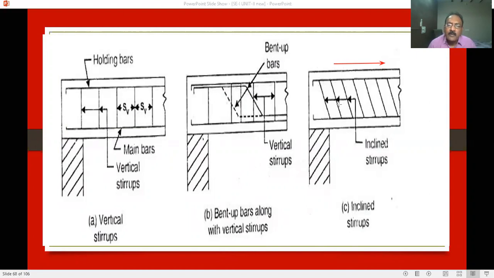Some research scholars are doing PhD work on inclining the stirrups at 45 degrees, 60 degrees, 30 degrees, 40 degrees, and studying what shear stress is taken care of by this shear reinforcement. So this is also important research work. What is the difference between vertical stirrups and inclined stirrups? How does your beam behave, how will the shear force vary? This is one of the important research works you can do.